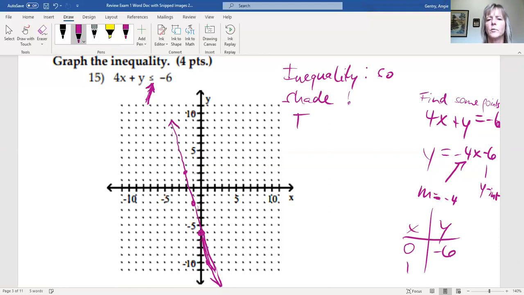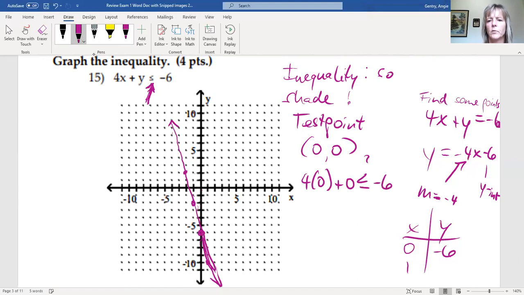How do you shade? Use a test point. And we did this in class. And I always, if I can, use 0, 0 because it's mathematically easy. I don't want to use 0, 0 if my line goes through that point, because then that tells me nothing. That just tells me it's a true statement. It doesn't tell me which side to shade on. But since my line doesn't go through 0, 0, I can go ahead and use it. And it makes it mathematically super easy.